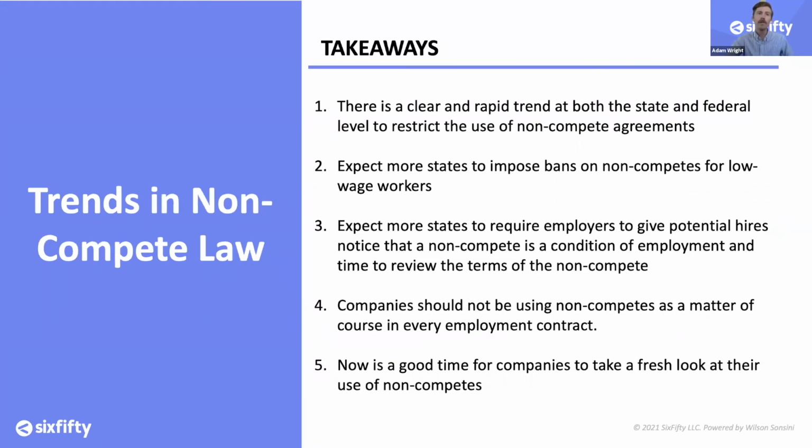So that's an overview of the trends that we're seeing both at the federal and the state level. And here are a few takeaways that I think are important to go home with. One is that there's a clear and rapid trend both at the state and federal level to restrict the use of non-compete agreements. Two, I think we can expect more states to impose bans on non-competes for low-wage workers. And three, we can expect more states to require potential hires get notice of the non-compete and that employers give them time to review the non-compete before signing.